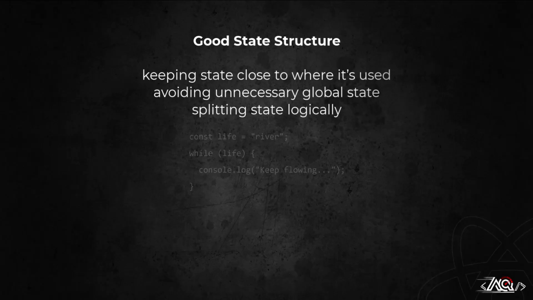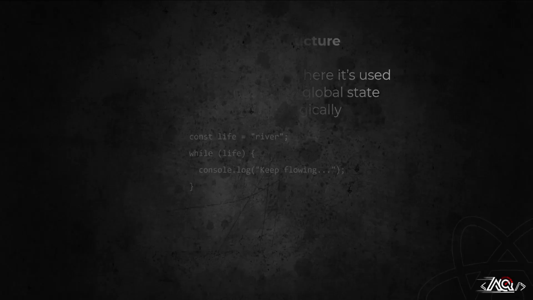Another important factor is how we structure state. If global state updates too frequently, many components may re-render unnecessarily. Good practices include keeping state close to where it's used, avoiding unnecessary global state, and splitting state logically. This reduces the number of components affected by each update.